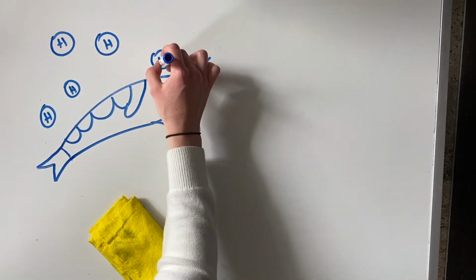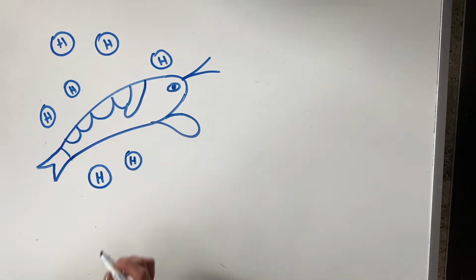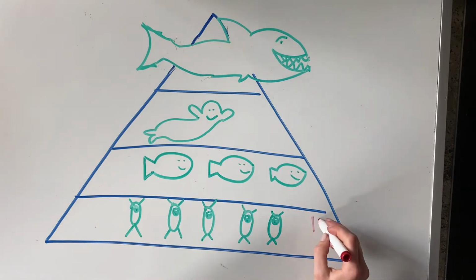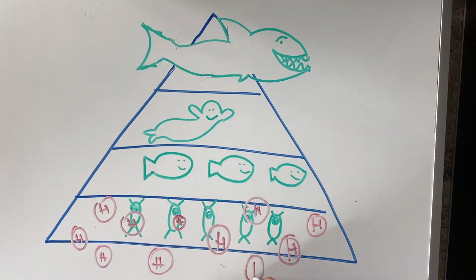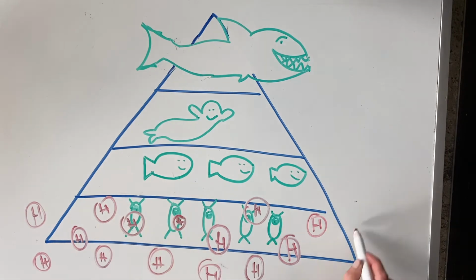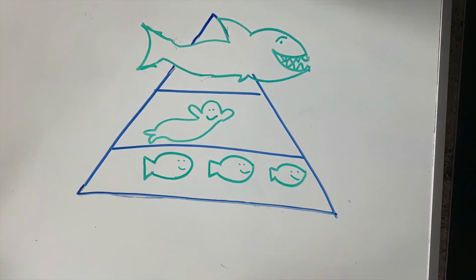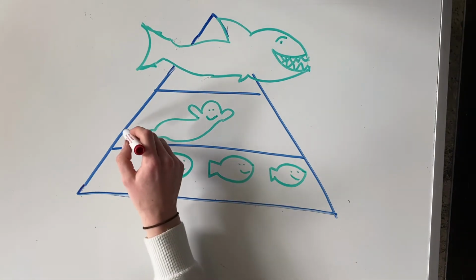Zooplankton have very thin exoskeletons. Because of the increased acidity of the ocean, H+ ions threaten to react with calcium carbonate in their shells. Zooplankton are the base of the oceanic food chain. Without them, the food chain would collapse, affecting the vast majority of marine species.